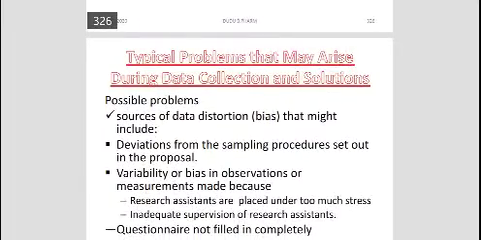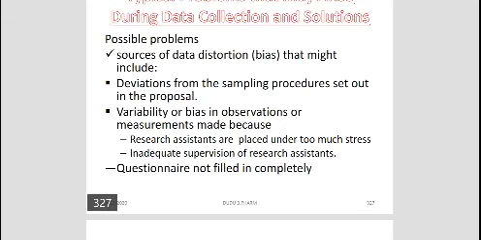Let's see the typical problems that may arise during data collection, and solutions. Possible problems: sources of data distortion, which means bias. That may include deviation from the sampling procedure set out in the proposal. Sometimes a researcher may deviate from the sampling procedure actually set in the proposal, or do something which suits the result the researcher has expected.